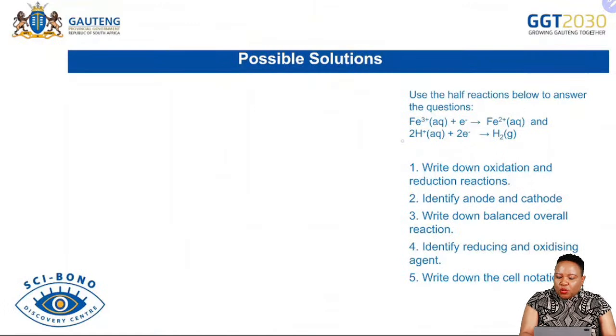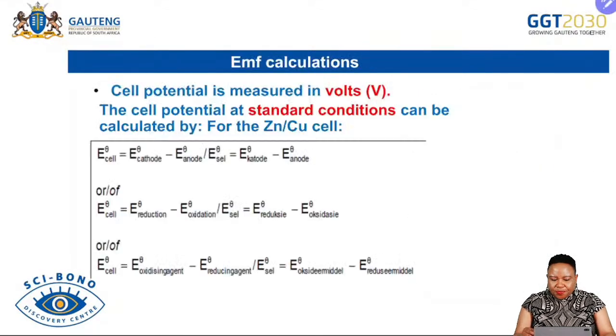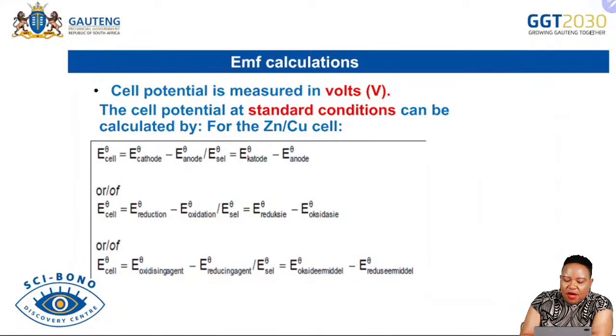So here is what we were talking about. This is what we were explaining. We needed to identify our oxidation and reduction, identify our anode and cathode, and we find that it is platinum solid in both. And then we also did our balanced equation, and we identified our reducing and oxidizing agent and our cell notation.